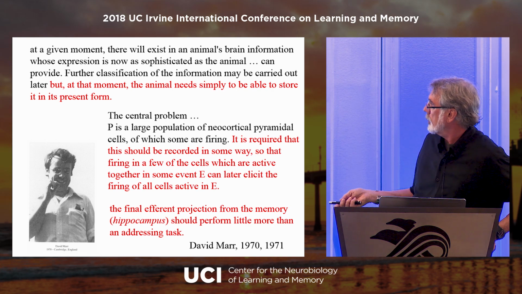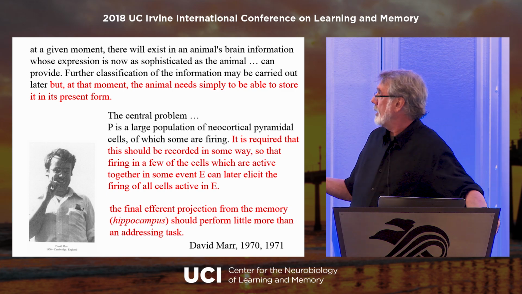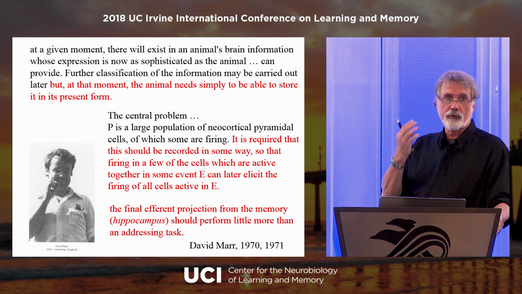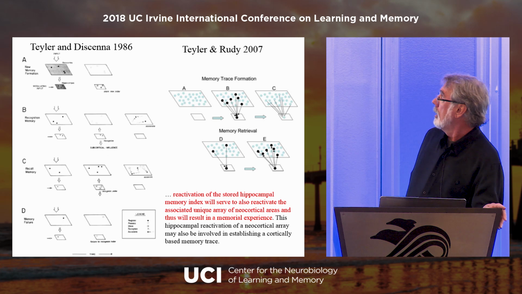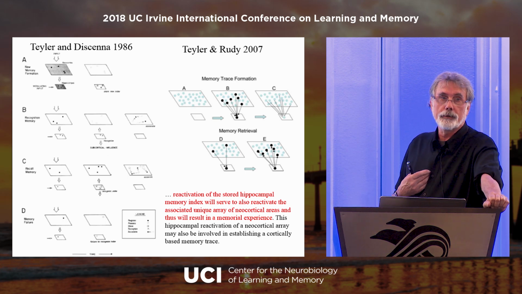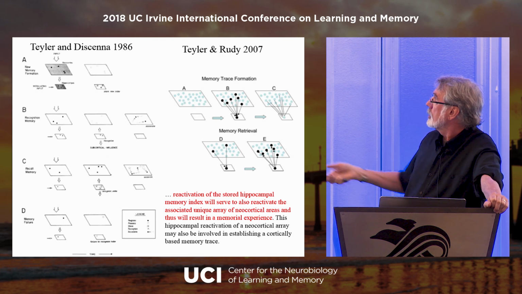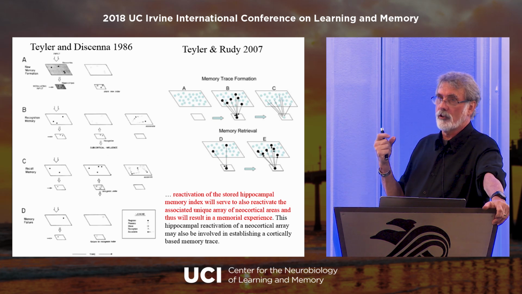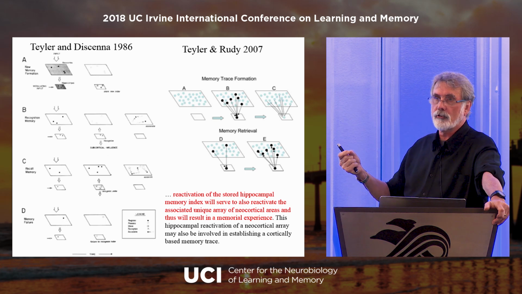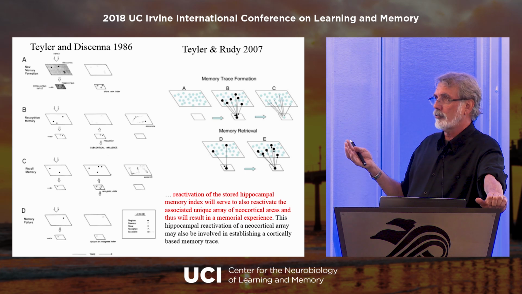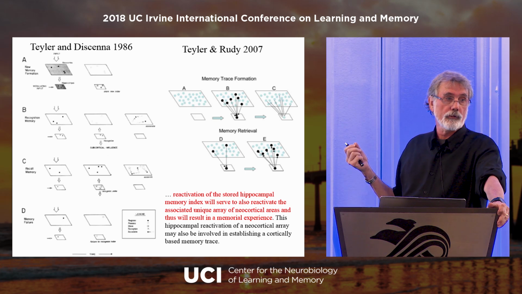And then to hint at what I'm going to be talking about shortly, he also said that the final efferent projection from the memory, the simple memory, which he called the hippocampus, should perform little more than an addressing task. And this is the central idea of this talk. The idea was elaborated by Teyler and DiScenna back in '86, who published a very influential paper, at least for me, called the Index Theory, and more recently a revisitation of the theory by Teyler and Rudy. Basically, they simply said that the hippocampus creates some kind of an addressing system such that if it were possible to retrieve the address or the index and project that back to the cortex, that would be sufficient to recall the attributes of the experience which are actually stored in the cortex, not in the hippocampus. So that's the key element.